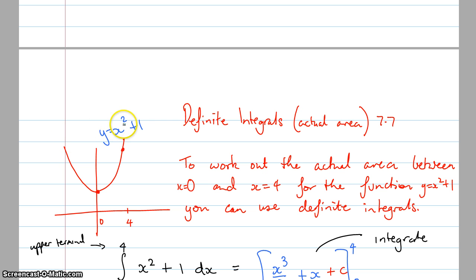So I'm going to use this example here, x squared plus 1, and I'm going to work out the actual area between when x is 0 and when x is 4 for the function y equals x squared plus 1. And to do that you can use definite integrals.